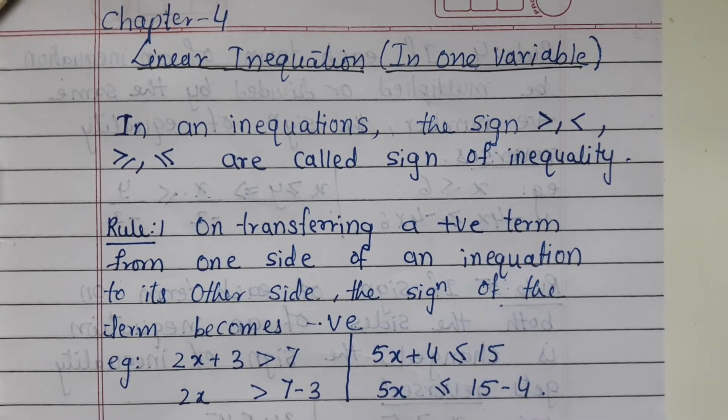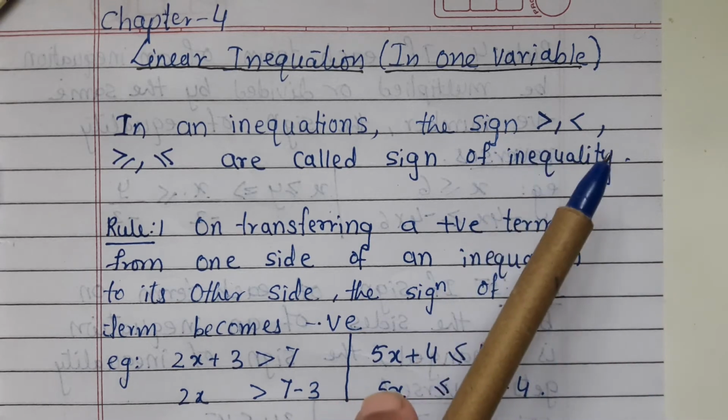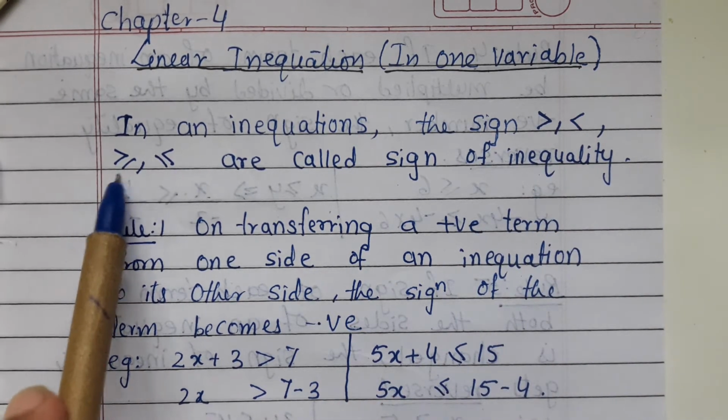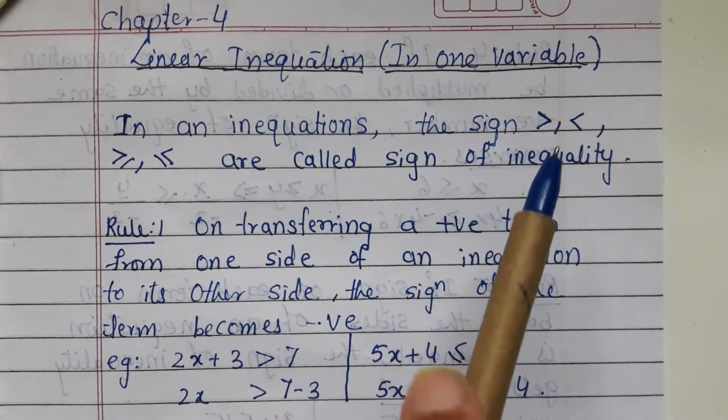Chapter 4: Linear Inequations in one variable. In an inequation, the signs greater than, less than, greater than or equal to, less than or equal to are called signs of inequality.